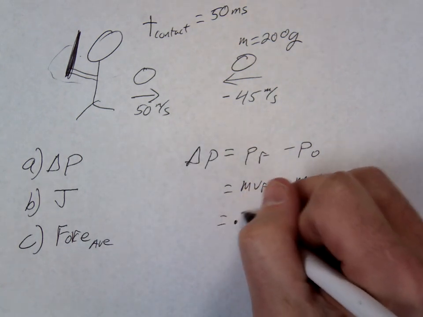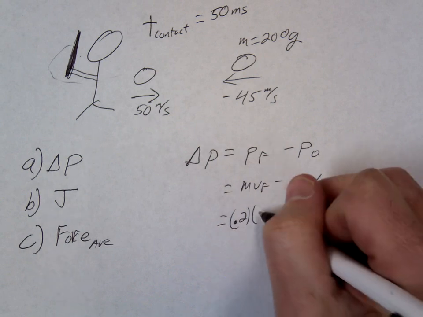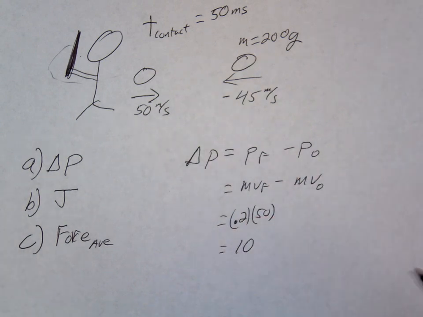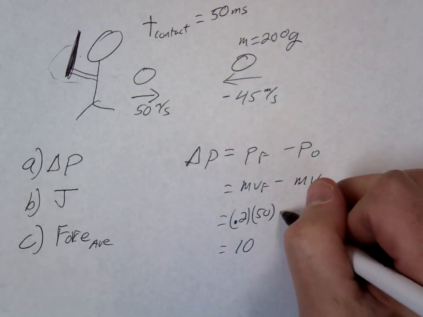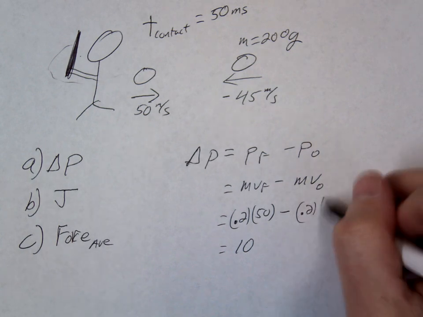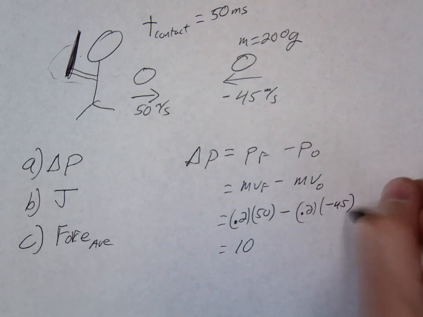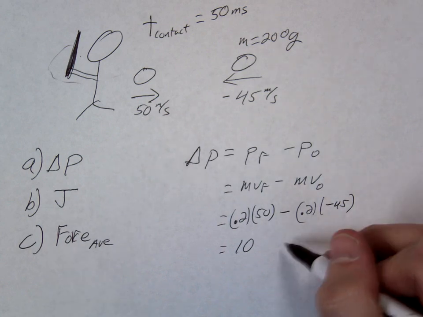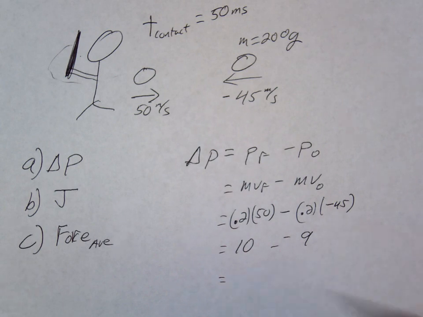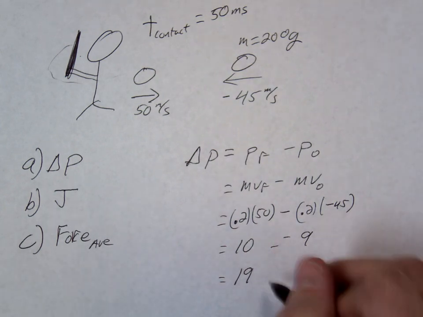Our mass was 0.2. Our final was 50. So that gives us 10 kilogram meters per second. And then the initial is 0.2 times negative 45. So that gives us negative negative, right? Negative negative 9. So what's the actual change? 19.